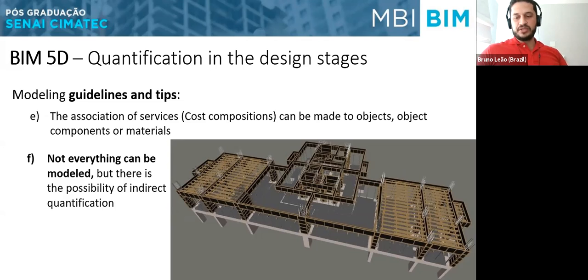One important point: not everything can be modeled, okay? But there is the possibility of indirect quantification. Because the more information we put in, the bigger our model gets. So models with much information or many elements are usually tricky to work with. It can be tricky to have some other kind of application.